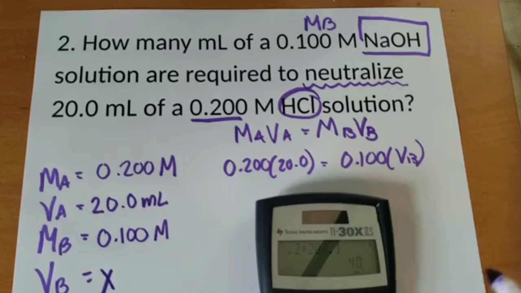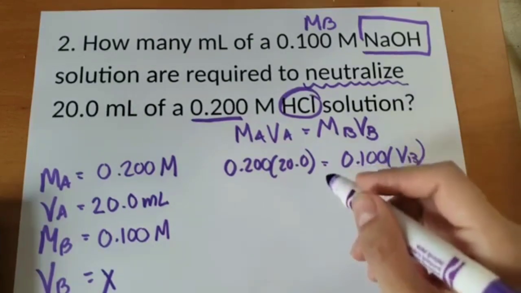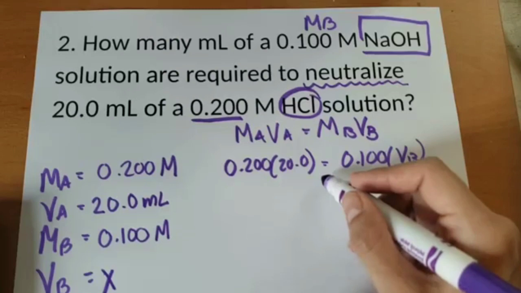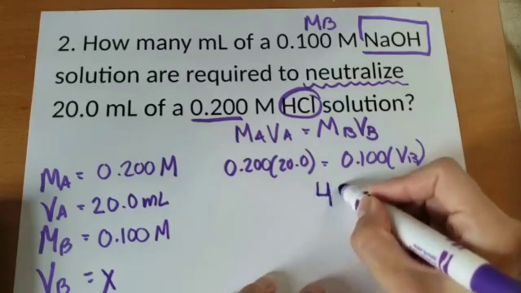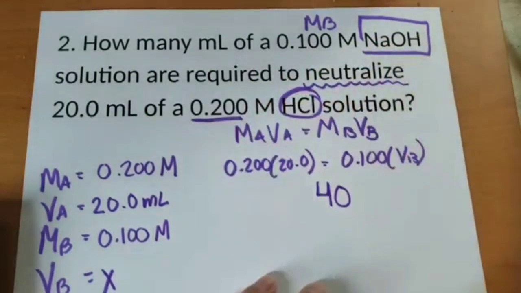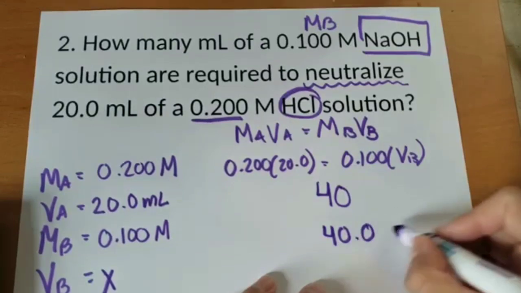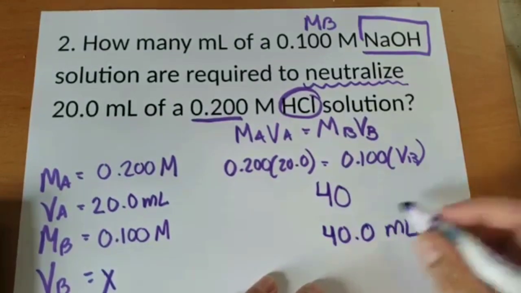So here you can see that our calculator answer is 40. Now, when I look at each of these values, they're given to 3 significant digits. So the best answer is 40.0 milliliters.